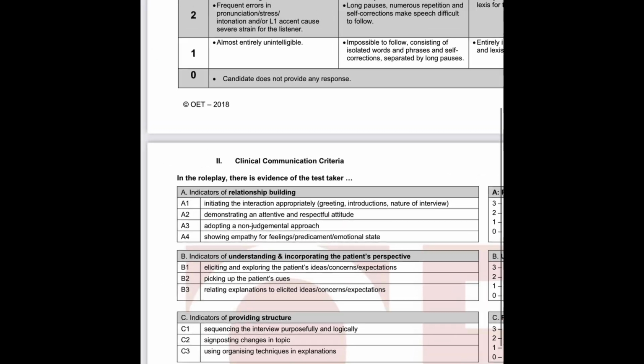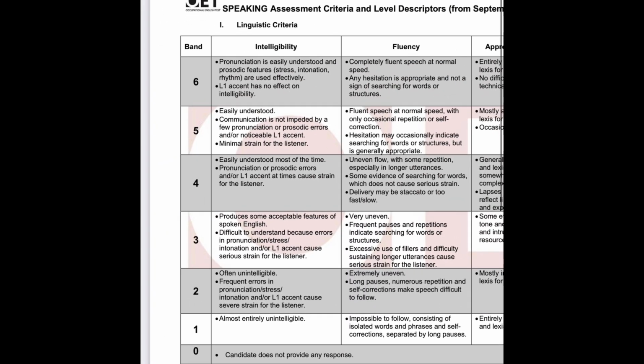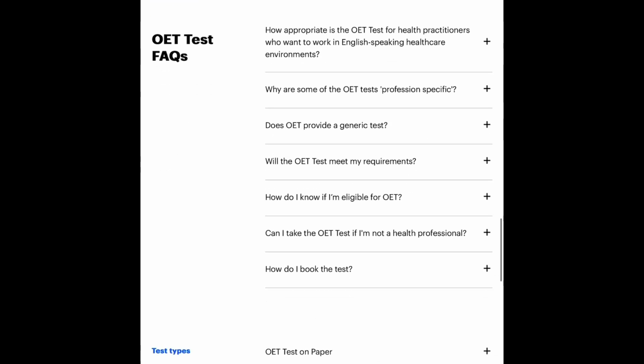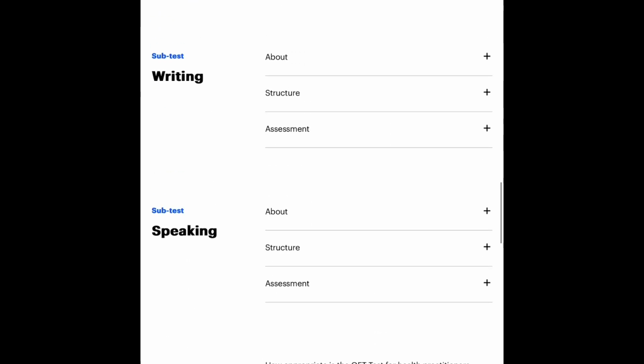So these are the criteria. These are the clinical communication criteria and the linguistic criteria in the speaking subtest of OET. Now when you go through the criteria, it appears to be very difficult. It actually isn't. The simplest way of doing well in the speaking subtest is to be relaxed. You will have all the prompts in front of you, what you're supposed to talk about, and as long as you talk about the issues that you're supposed to talk about in a normal, unhurried fashion without pausing too much, you will be fine.